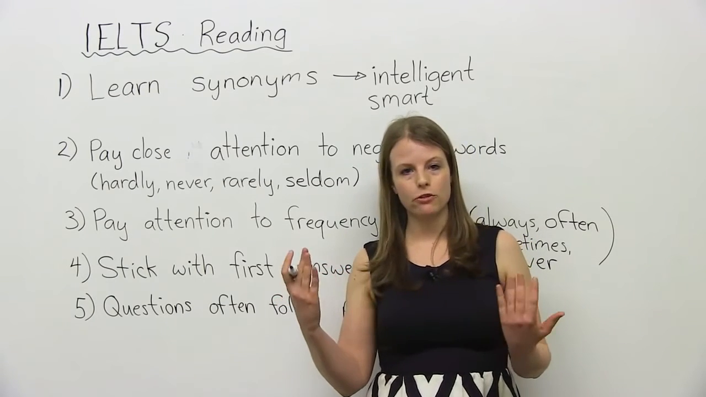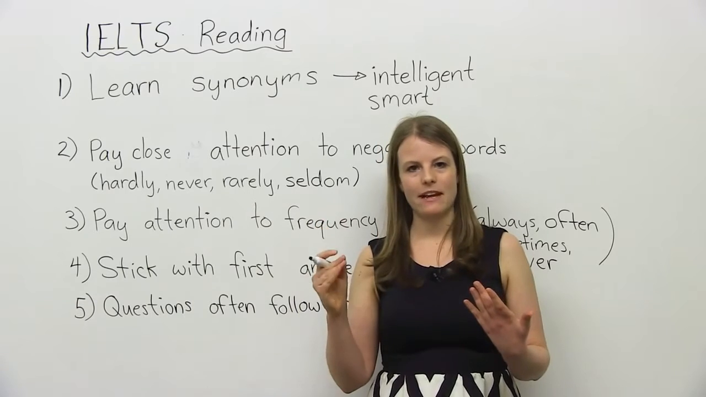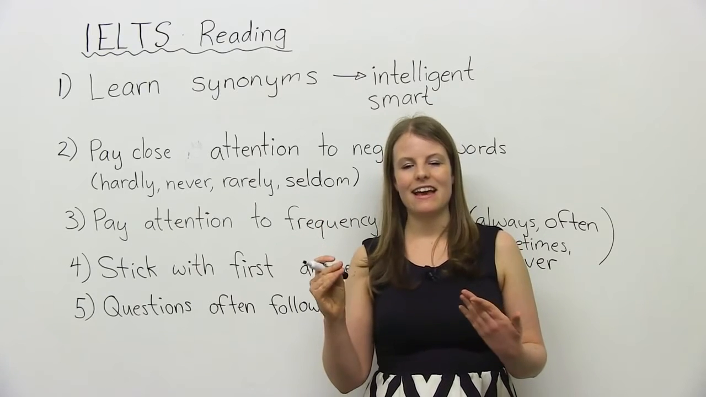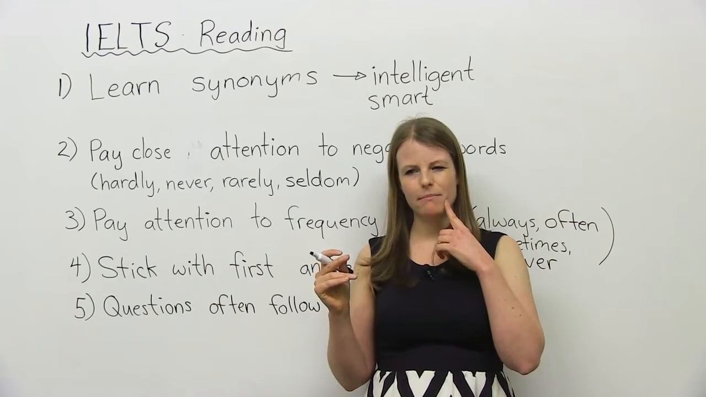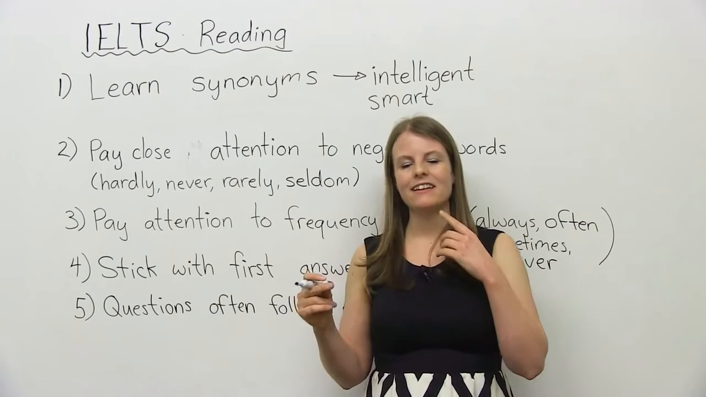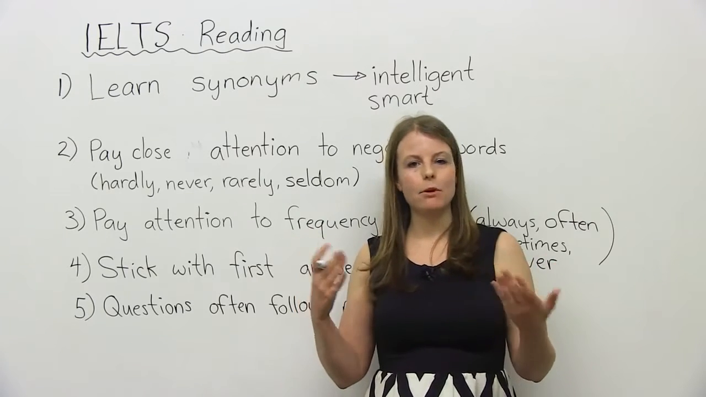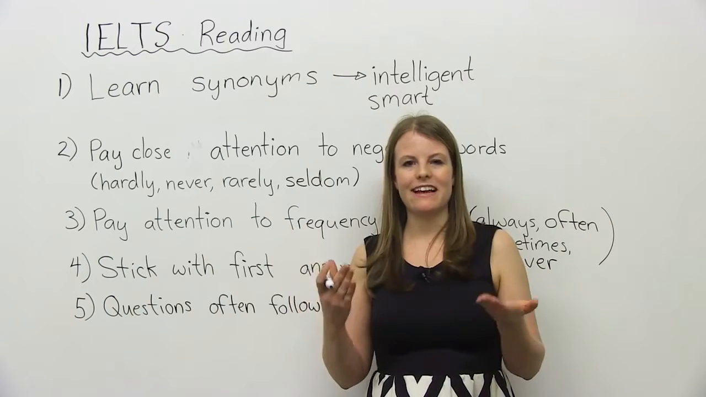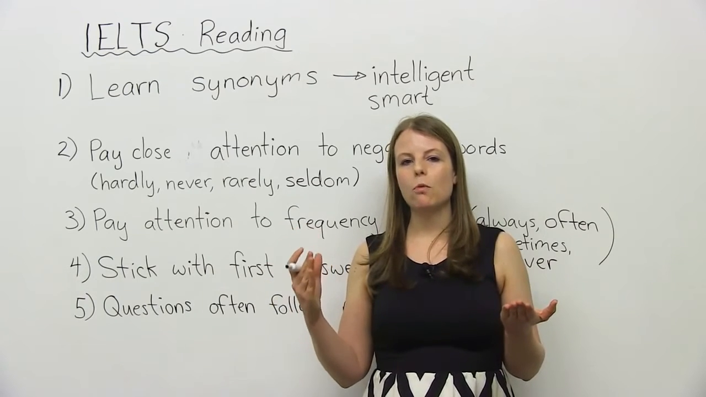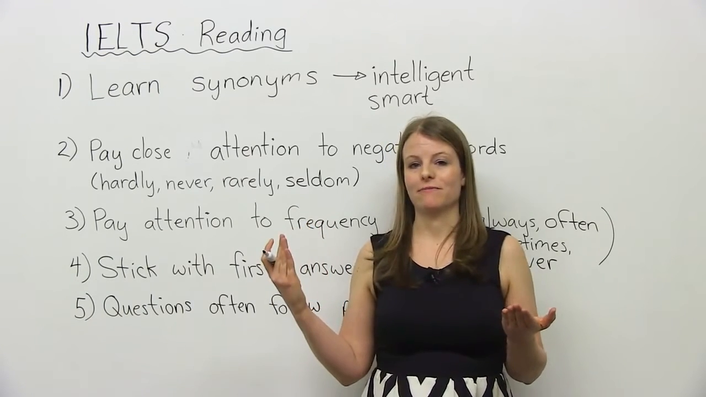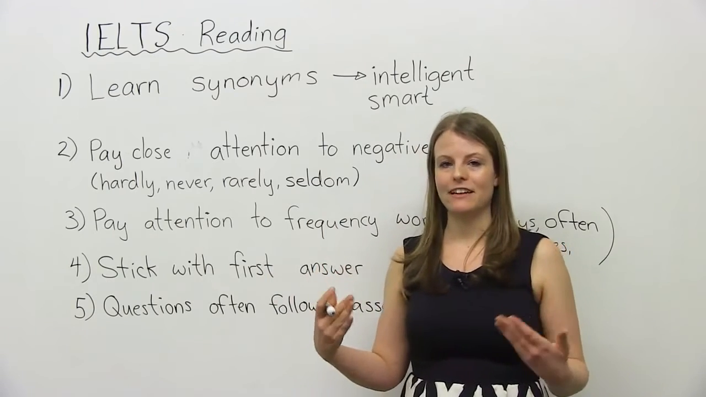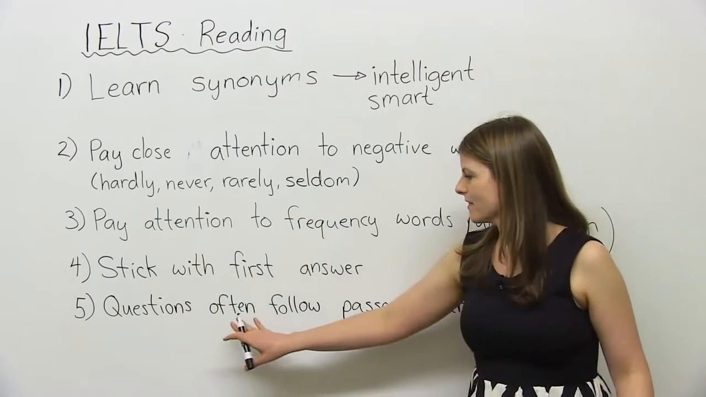So if you're doing multiple choice and right off the bat you think, okay, the answer is A, and then you look and you think, okay, well, maybe the answer is C. If both of them seem like good possibilities and you don't know, choose the one you thought of first. Okay, go with your gut feeling, go with your instinct.